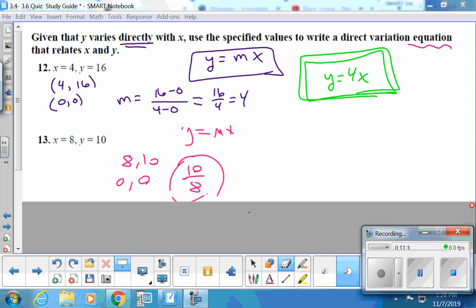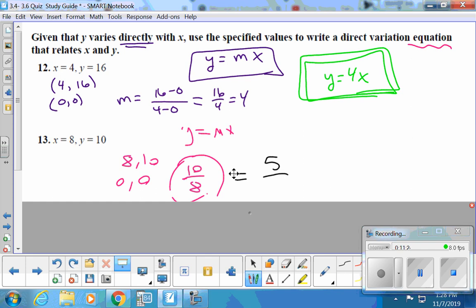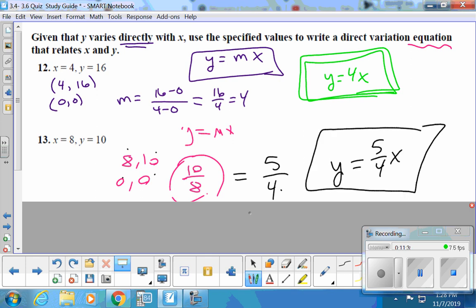Okay, so we did our y minus y over x minus x, but with our slopes, we always want to reduce. What does 10 over 8 reduce to? 5 over 4. So it looks like this group is upside down and maybe this group is upside down too. It's y minus y over x minus x. So I think this group's okay. But what they need to do is have their final answer in slope-intercept form. They have the slope of 5 over 4 and the intercept of 0.